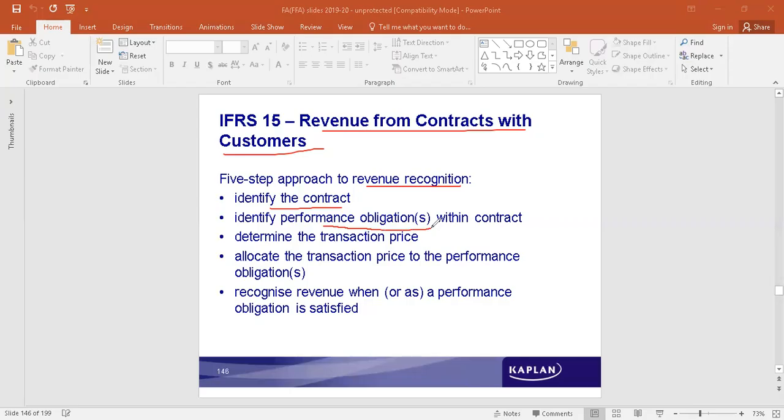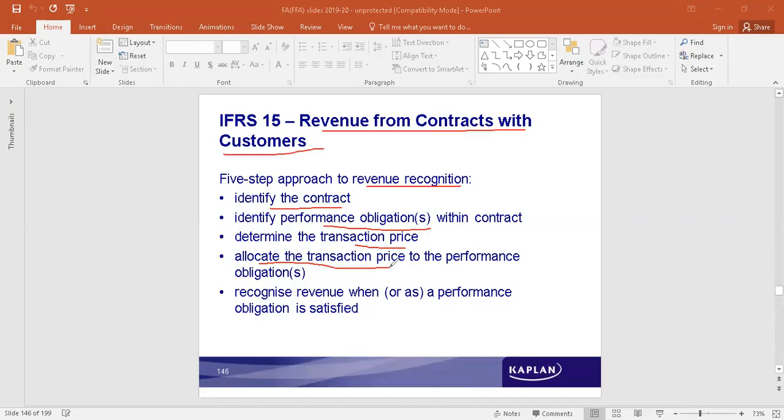As against this performance obligation, there is some transaction price. If it is one performance obligation, the transaction price will be related to that. But if there are multiple performance obligations, the contract price, whatever is there, the transaction price should be allocated between or among all the performance obligations. That is the next step: allocate the transaction price to the performance obligations.